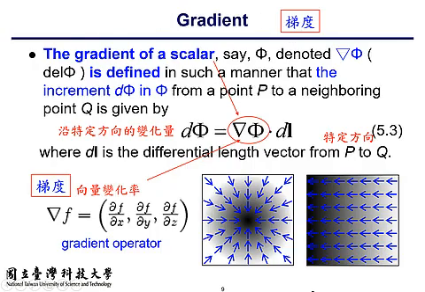All right? So what is the gradient? The gradient of a scalar, say phi, denoted as del phi, is defined in such a manner that the increment in phi from a point P to a neighboring point Q is given by this equation. So you need to understand this equation. So this is the gradient. This is the amount of change. This is the gradient of a scalar per meter.